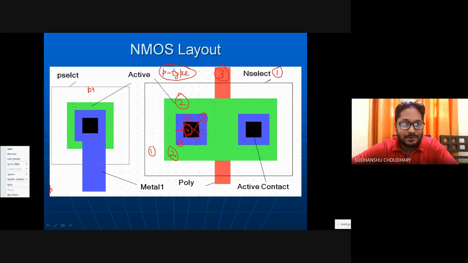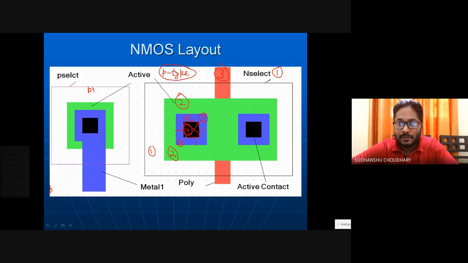Then you again make an active over here. Whenever you draw an active line, that means the entire active region, the green region, has either P-type or N-type impurity. Only this region has P-type or N-type diffusion. Outside it is not P-type or N-type diffusion. Similarly, for a MOSFET here, this entire green region is N-type, the source and drain diffusion.